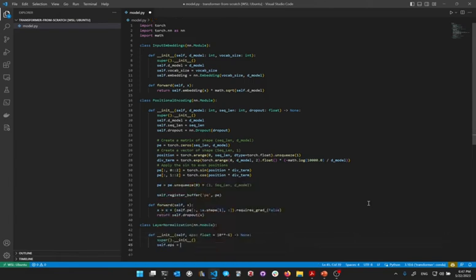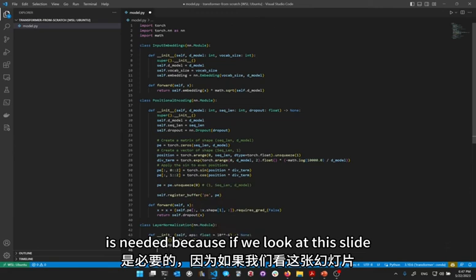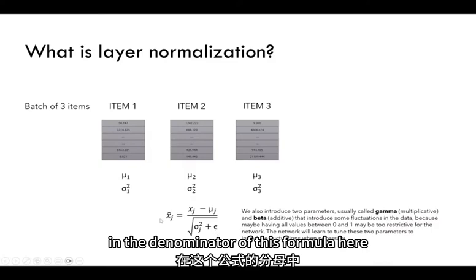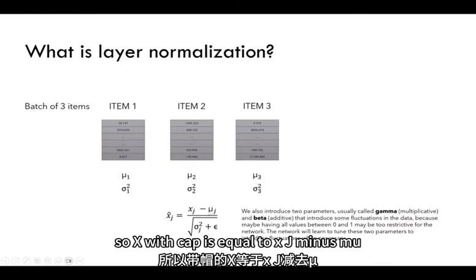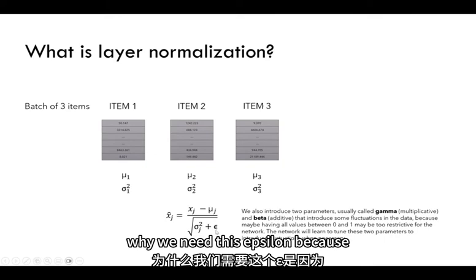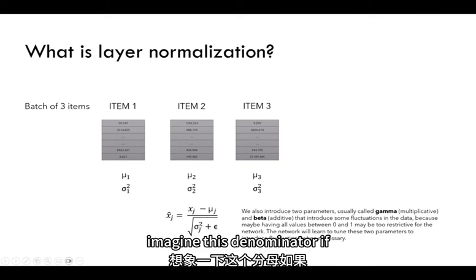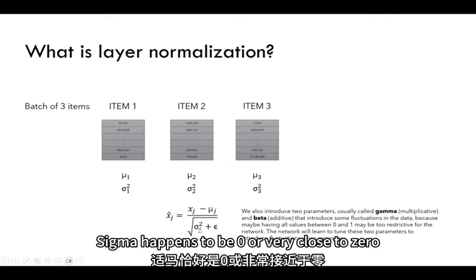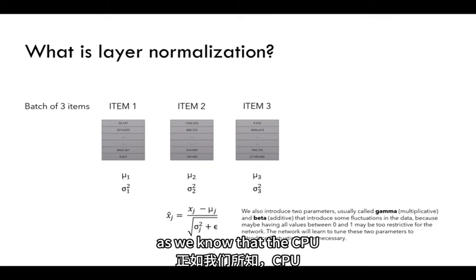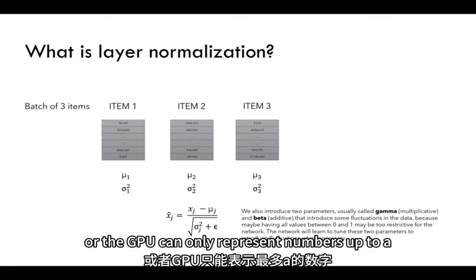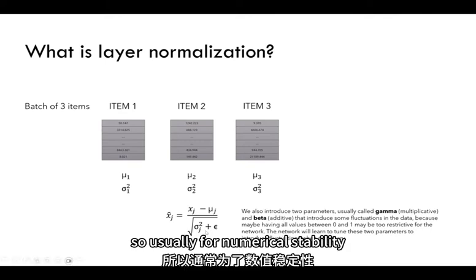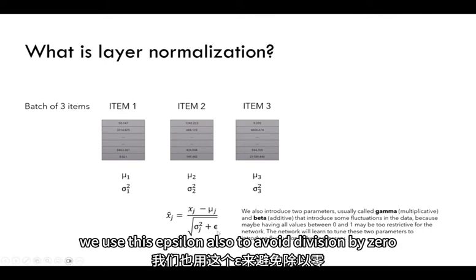Okay, this epsilon is needed because if we look at the slide, we have this epsilon here in the denominator of this formula. So x hat is equal to x_j minus mu divided by the square root of sigma squared plus epsilon. Why do we need this epsilon? Because imagine this denominator: if sigma happens to be 0 or very close to 0, this x hat will become very big, which is undesirable, as we know that the CPU or the GPU can only represent numbers up to a certain precision and scale. So we don't want very big numbers or very small numbers. So usually for numerical stability, we use this epsilon also to avoid division by 0.